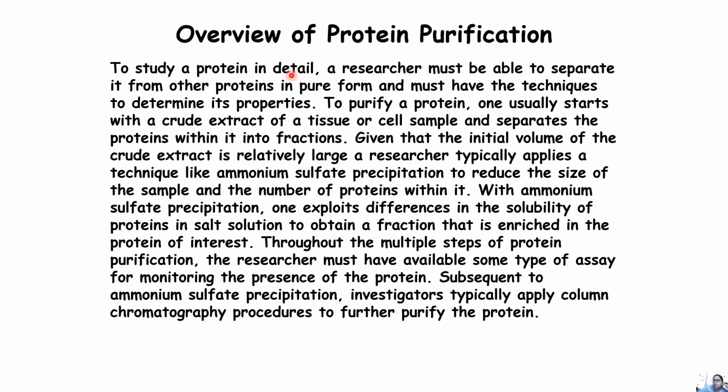And subsequent to the ammonium sulfate precipitation, investigators will typically apply column chromatography procedures to further purify the protein. So once the ammonium sulfate precipitation is done, investigators will then apply column chromatography techniques to again purify the protein.